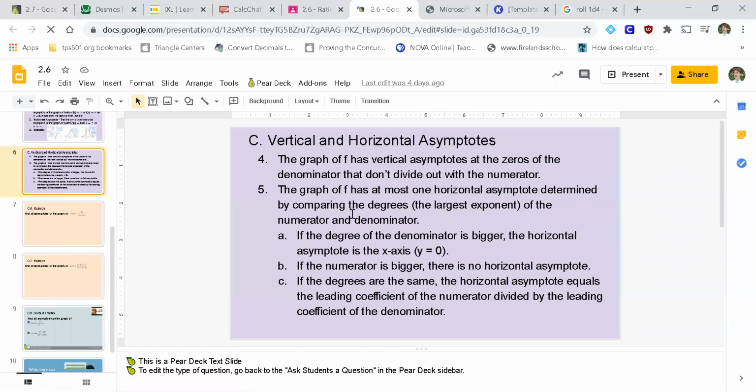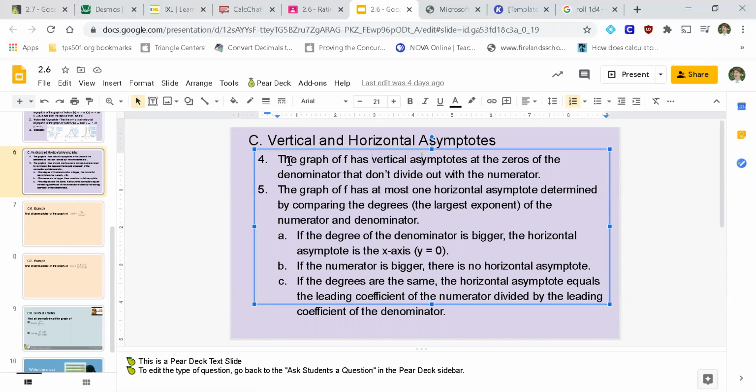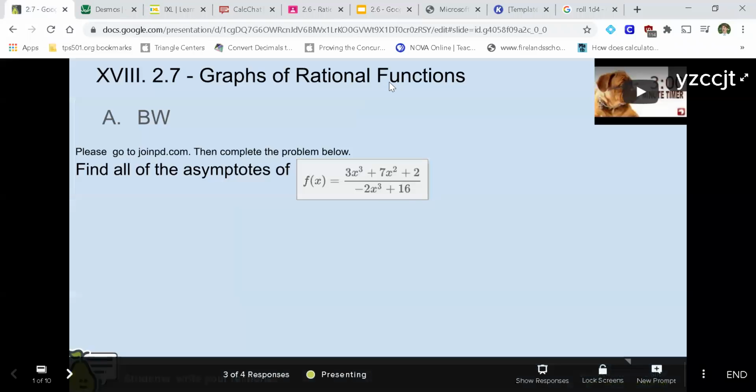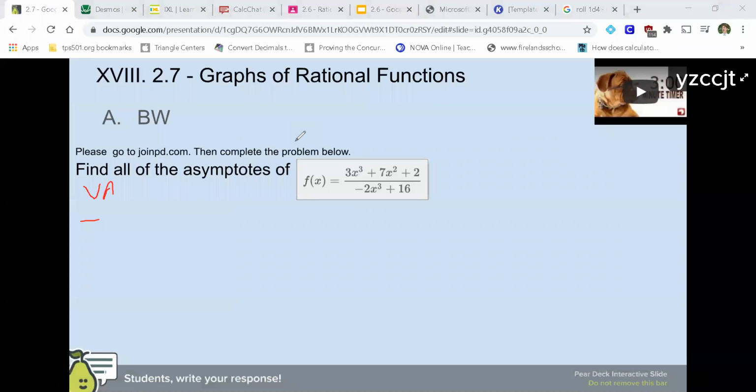What's it say? One of them says the zeros of the denominator. Don't divide out with the numerator. Perfect. I love that answer. So I need to find the zeros of the denominator. So I'm going to set this denominator equal to 0. All right. That's great. Okay. Now, how do I solve that?